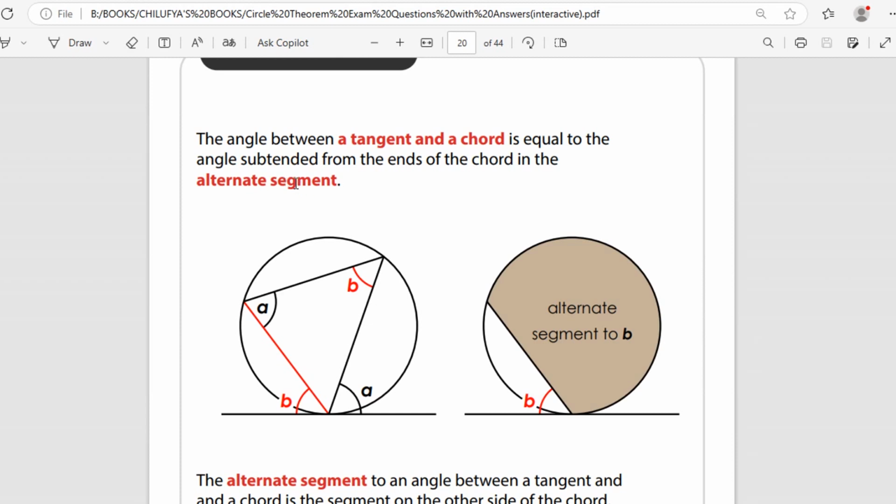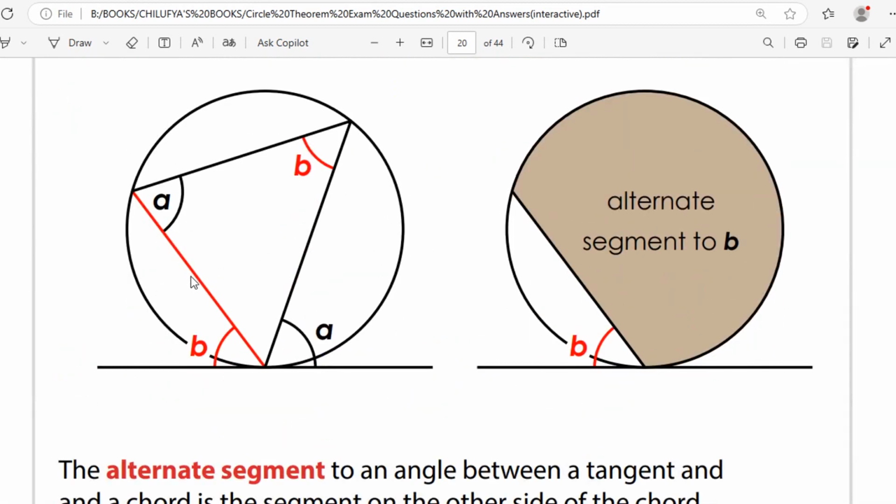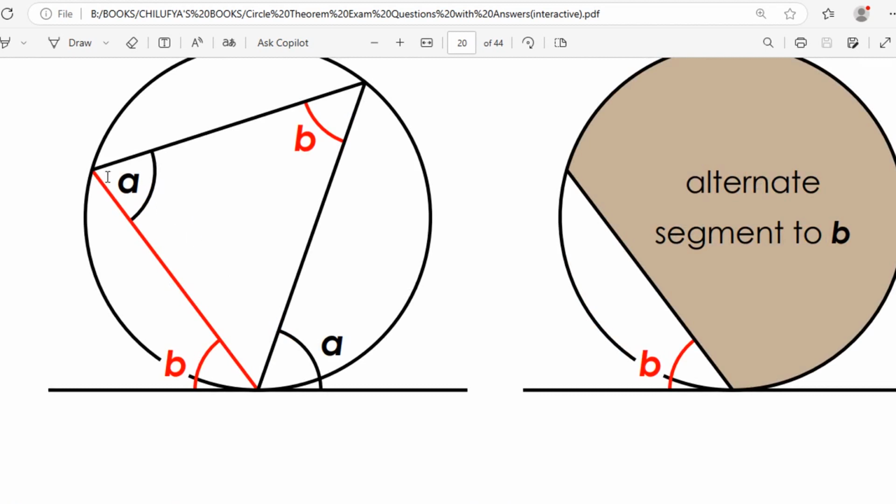Okay, so what this simply means is that when you have a tangent and a chord, they form an angle. As you can see, let me just zoom in here. We have this red line like so. That's the chord because it touches one part of the circumference to the other part of the circumference of the circle. And this flat, horizontal line is called the tangent.